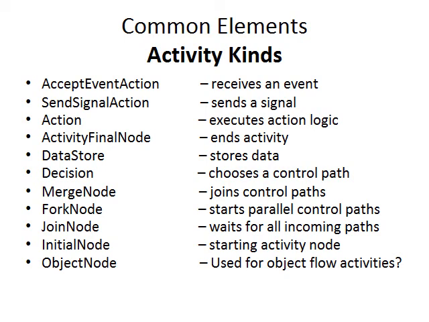Initial node is where you start an activity once you initiate it. And an object node, I'm not 100% sure what that one is. I'm not familiar with that one. Used for object flow activities, I'm not sure.